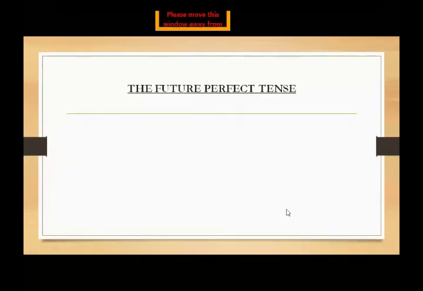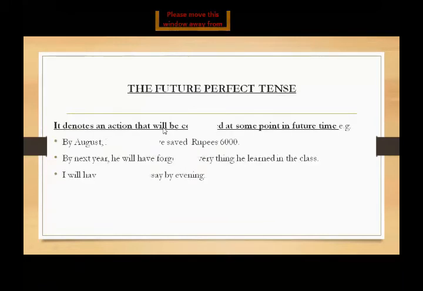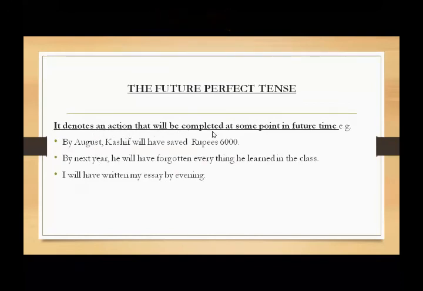Then future perfect tense. The use is, it denotes, shows an action that will be completed at some point in the future. The action has not been completed yet. It will be completed at some point in the future. By August, Kashif will have saved rupees 6,000. Right now he has not saved, but by August, Kashif will have saved rupees 6,000.